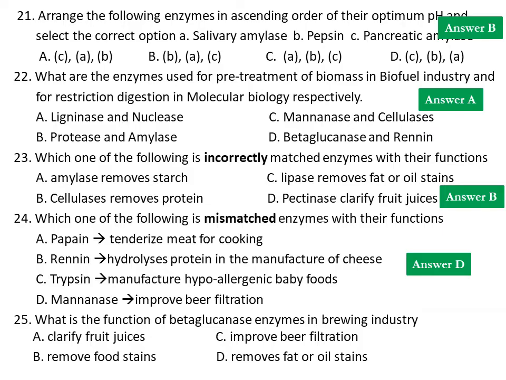Question number 25. What is the function of the beta-glucanase enzyme in the brewing industry? A. Clarify fruit juice. B. Remove food stains. C. Improve beer filtration. D. Remove fat and oil stains. So the answer should be C. The function of beta-glucanase is to improve beer filtration.